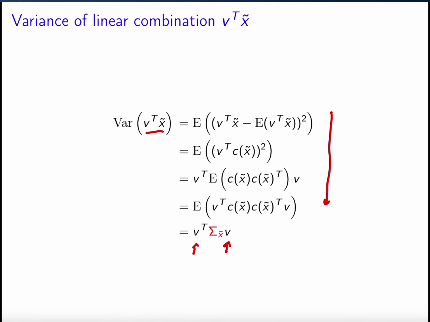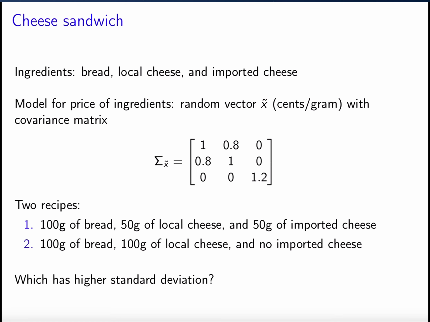Let's see a concrete example. In this example, there's a cafe that serves their signature cheese sandwich, and this sandwich has 3 ingredients potentially: bread, local cheese, and some imported cheese. And now this random vector x captures the price of the ingredients, which may change because of the global economy or because of local conditions or who knows. And from past data, the people from this cafe have realized that this random vector has this covariance matrix.